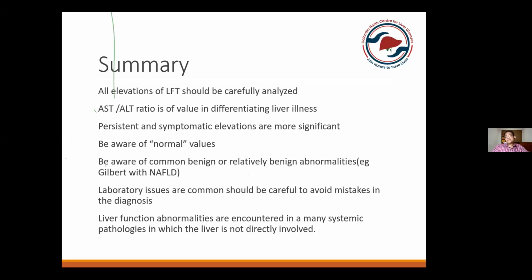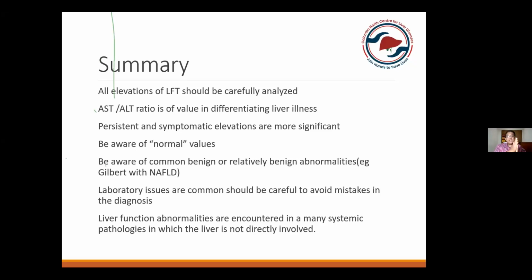To summarize, ladies and gentlemen, all elevation of liver function should be carefully analyzed. No doubt about it. You should go through it carefully and make sure that you analyze it and tell whether it is abnormal or normal. AST-ALT ratio is of value in differentiating liver illness. So why do we do AST-ALT when ALT is liver specific? It's because when you do the AST to ALT ratio, you can diagnose various conditions, so it's very valuable in our setting, the poor third world country.